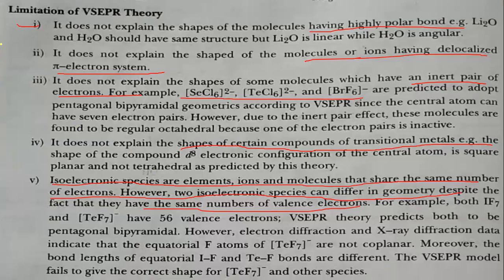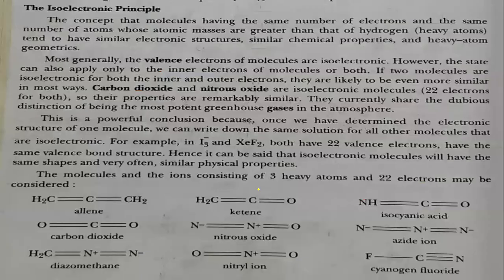What are the limitations of valence shell electron pair repulsion theory? It cannot explain the shape of molecules having highly polar bonds. It cannot explain the shape of molecules or ions having a delocalized pi electron system. It cannot explain molecules that have an inert pair of electrons. It does not explain the shape of certain compounds of transition metals. It cannot explain isoelectronic species or the elements from which a molecule is formed. So these are certain limitations which cannot be explained with the help of valence shell electron pair repulsion theory.